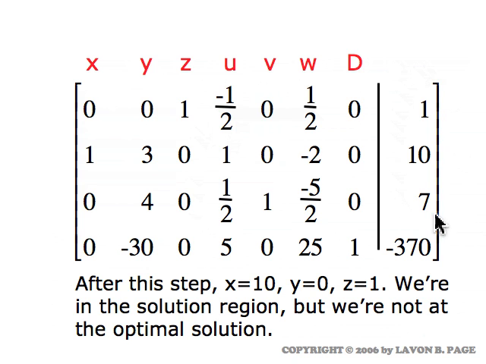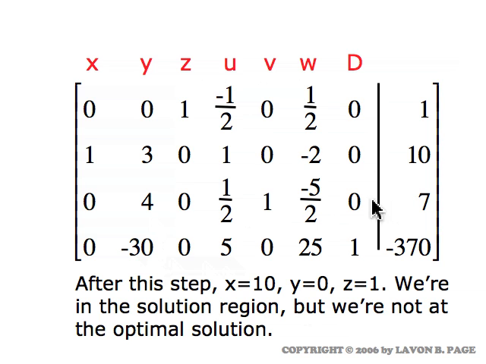Notice we're still in the solution region. There are no negative numbers over here, but we're still not at the optimal corner point because we have this negative number in the bottom row. What we're looking at in this scenario is a diet that would consist of 10 servings of fruit, no grains, 1 serving of veggies. It would be lower cost than the last diet, but still not optimal, as the minus 30 tells us. So we have to work with the y column, find yet another pivot element.